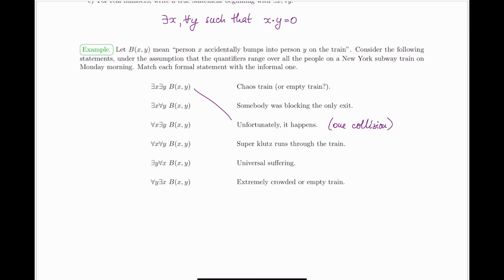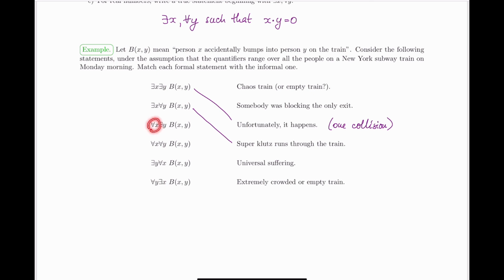Next up, we have, there exists an X, so that for all Y's, that person bumped into everybody. So there exists somebody so special that they have managed to bump into every single other person on the train. Going down the list, it's pretty clear that we have a superklutz on our hands.